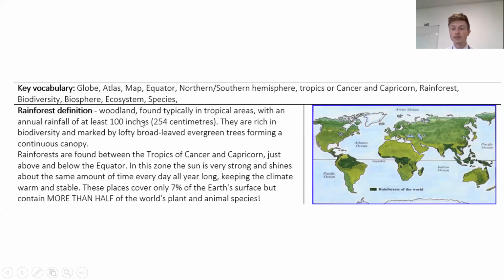Hello, Year 5. So today I'm going to talk through your knowledge organiser for your geography unit. So we'll be looking at rainforests.